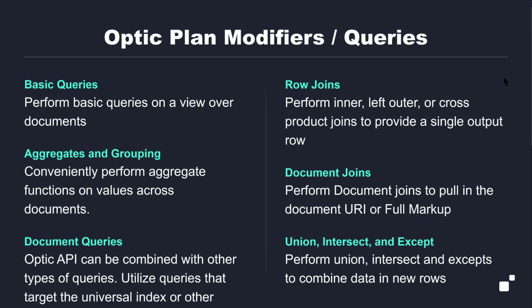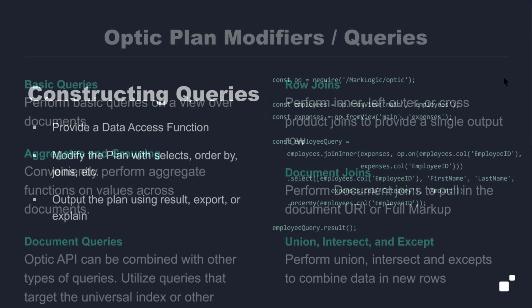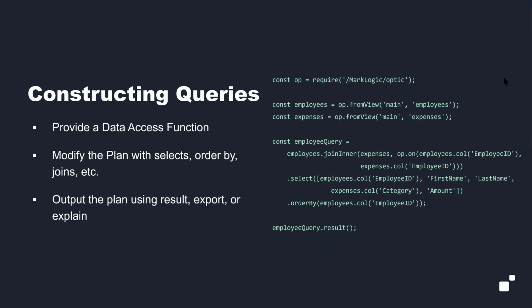So you can do aggregates and groupings, you can do joins between documents, you can do joins between SQL rows, you can do unions and intersections between different data sets. All the things that you would do in SQL, you can do in Optic. But again, you're not just working with SQL data, you're also working with document data and semantic data. And so how do you construct the queries? The same way as you would in any other approach. You create selects and order bys and joins, and then you output the data when you're done.